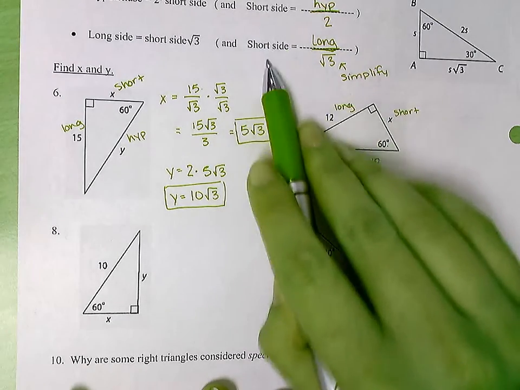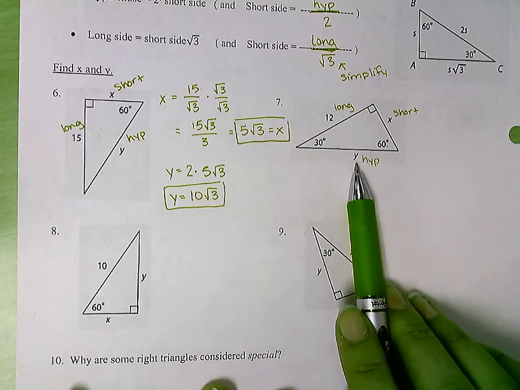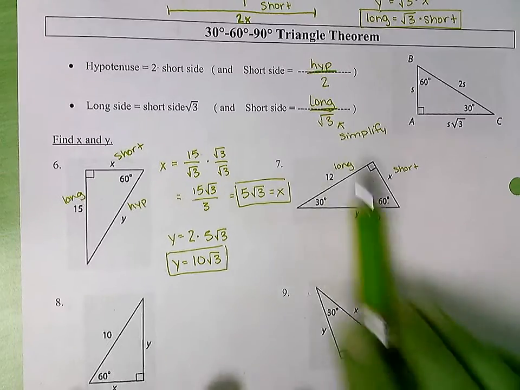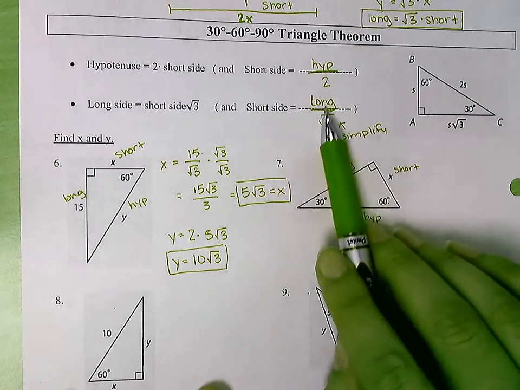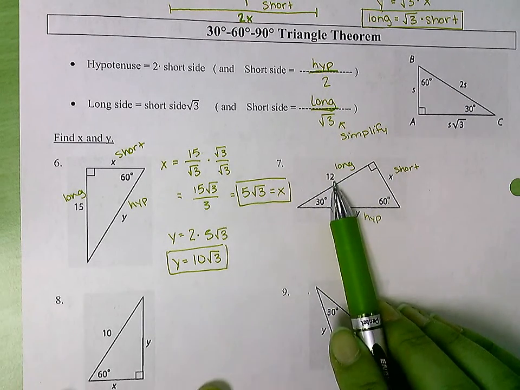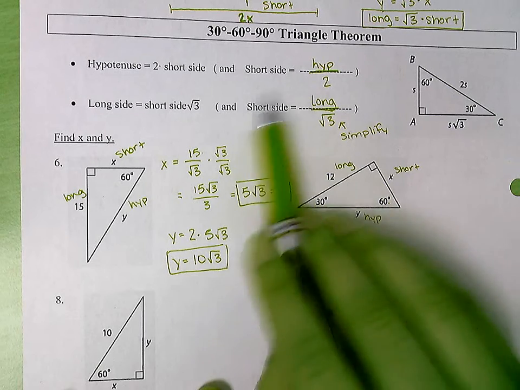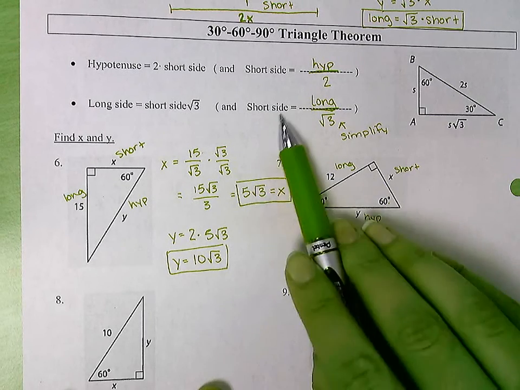Okay, so looking at my two equations. This one, I need the hypotenuse. I don't have that one. This one, I'm given the hypotenuse. I don't have that. So that means I need to look at this one. Am I given the long side? Yes. So I can use this equation here. So plugging in what I know, short is x.